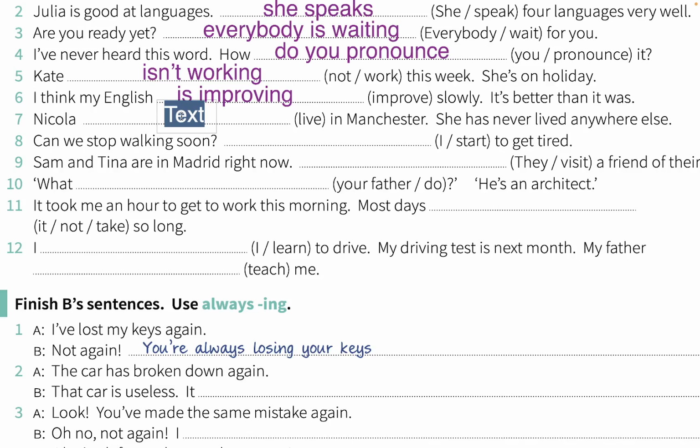Nicola. Nicole living in Manchester. Not quite right, give it another shot. Lives in Manchester. Yes, it's using lives. Because here you see she has never lived anywhere else. So she has always been in Manchester.